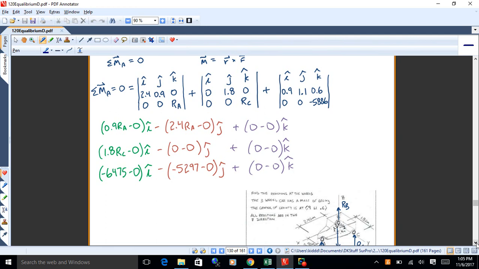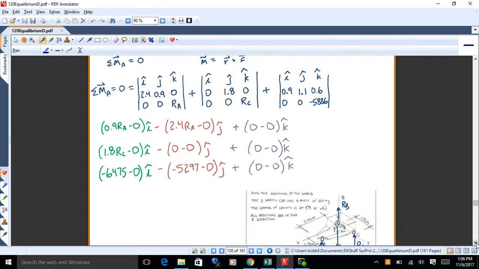Okay, so choose exactly what vectors we're crossing. What's that? I'm sorry? I'm choosing what vectors we're crossing. What we're doing on the cross product is we're crossing position vectors that go from point A to the forces with the individual force vectors. So that's what we're doing there, if that answers your question.